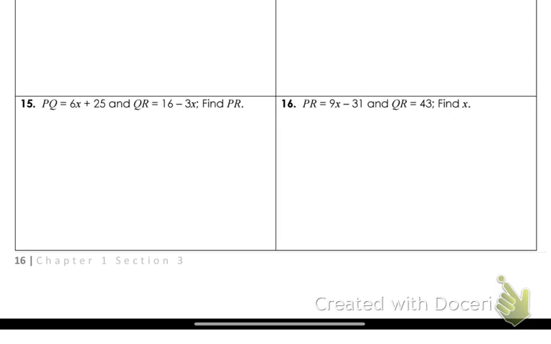Sure. Is there a marker back there? Yeah. Yep.